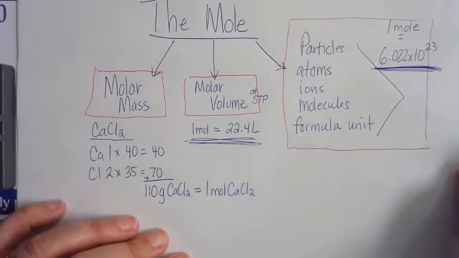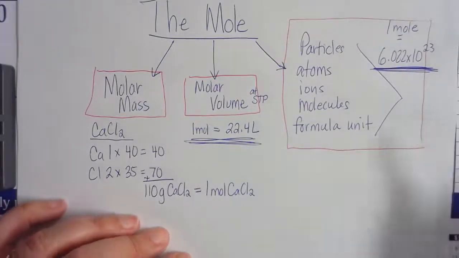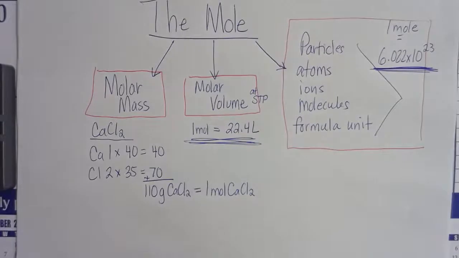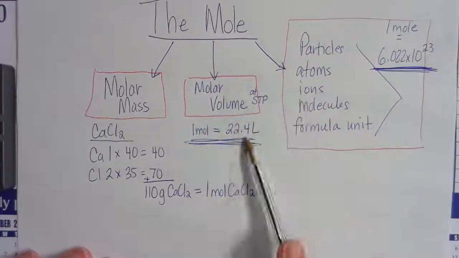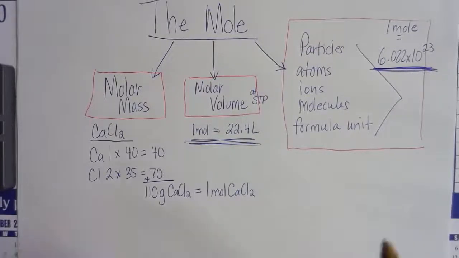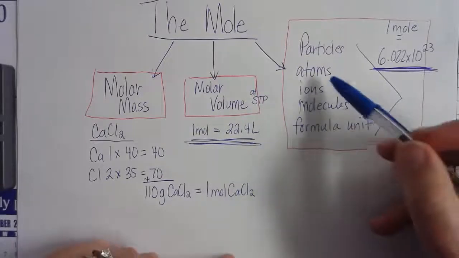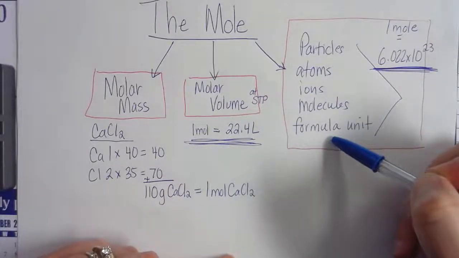Okay, so what are we going to do with this? Well, we've done conversions where we changed from like miles to inches. You went miles to feet, feet to inches. Well, guess what? You now have conversions that can change from moles to grams, moles to liters, and moles to atoms, ions, molecules, or formula units. Let's look at a couple.